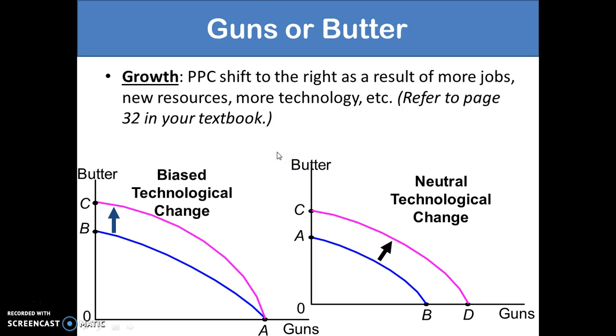So think of the Industrial Revolution, advances in transportation, the internet, electricity. All of those things allowed us to do more things more quickly, more efficiently, and they affected all sectors of our economy.